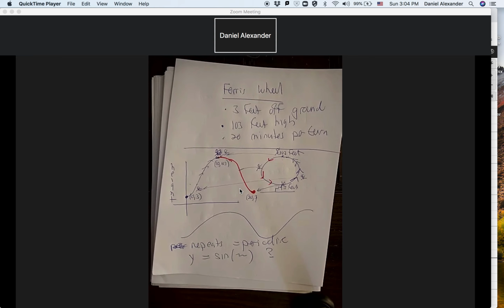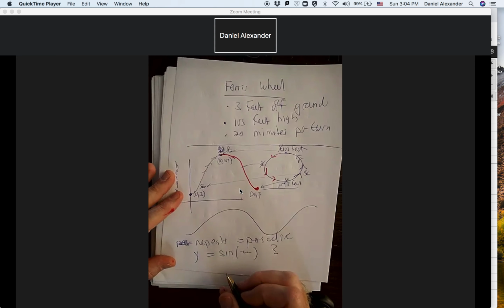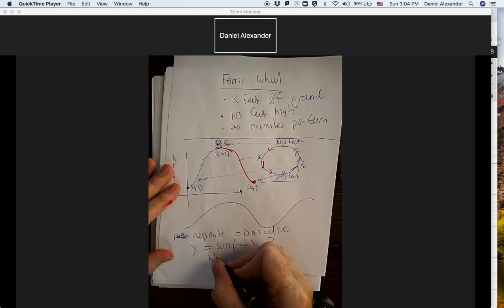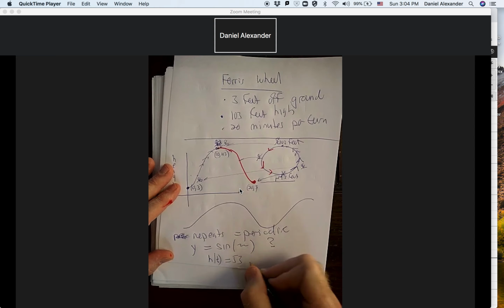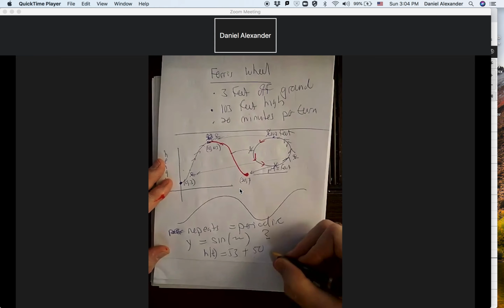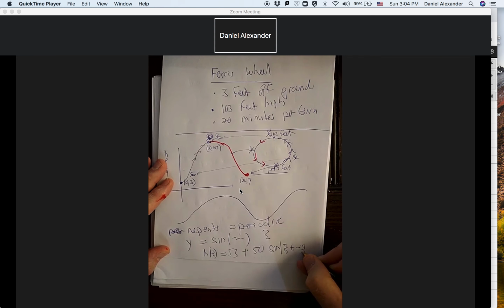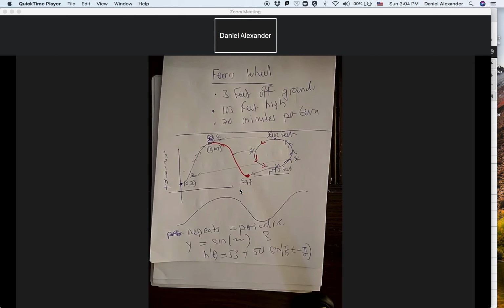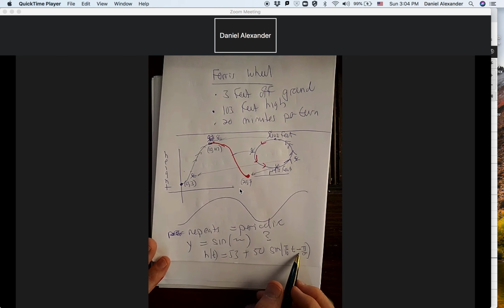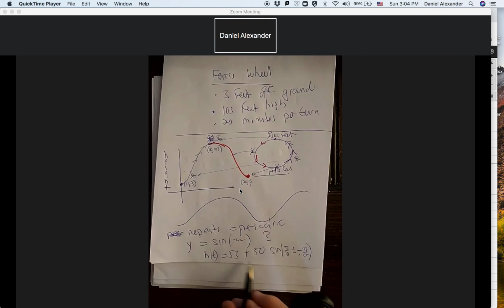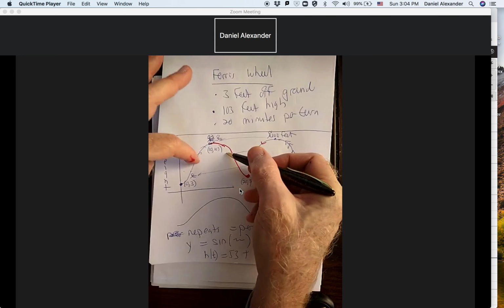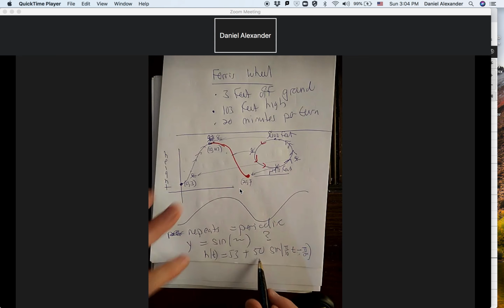Now let's look at the model that we were given. I'm going to write it here so we have it. It's h of t equals 53 plus 50 sine of pi over 10 t minus pi over 2. Again, you have this on the practice problems. Next I'm going to graph this model, and we're going to compare. We think it's going to look like this. Let's see what it looks like.